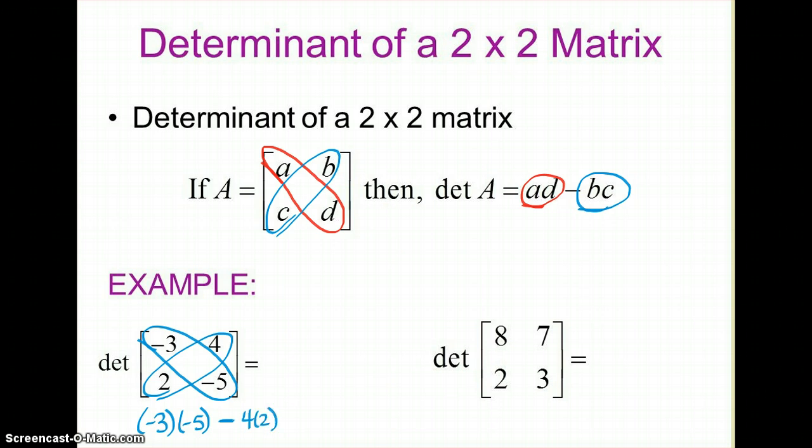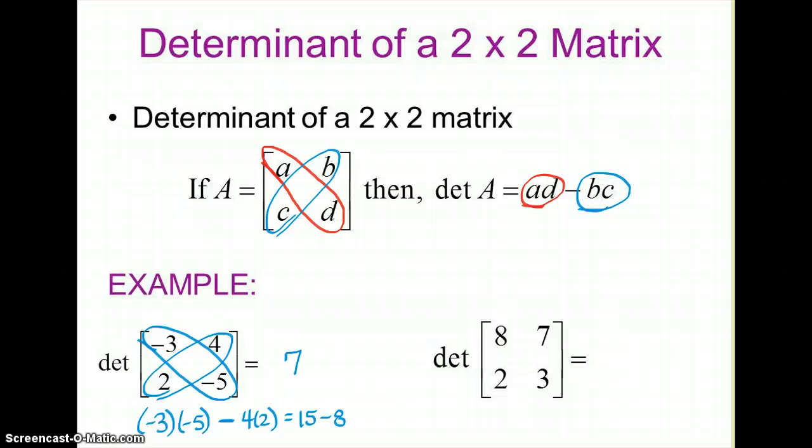So -3 times -5 is 15, minus 4 times 2 is 8. 15 minus 8 is 7. So the determinant of this matrix is 7. Tells me that as long as my determinant is not 0, then there's going to be an inverse to this matrix. So having a determinant of 7 tells me that this matrix does have an inverse.